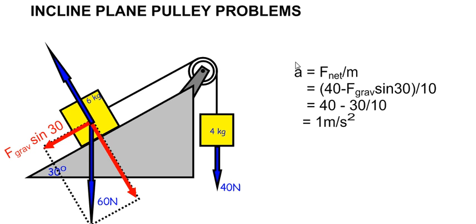Applying Newton's second law, the acceleration is F net divided by mass. F net is 40 minus F gravitational sine 30, and that's divided by the total mass that it's accelerating, which is 10 kilograms. Doing the mathematics gives us an acceleration of 1 meter per second squared. So these kinds of questions combine all our knowledge on interconnected systems and inclined slopes.